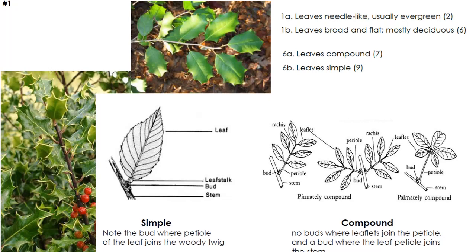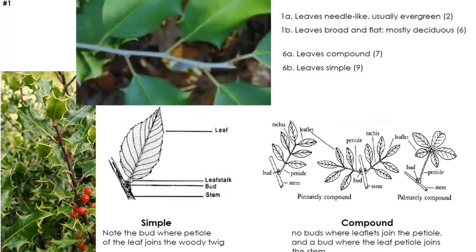So when you look at the top picture, hang on, let me show it to you a little more closely. I zoomed in a little more closely here, and it looks very clearly that these are single leaves because you see little buds where the petiole comes out of the twig. So leaves simple, go to 9.